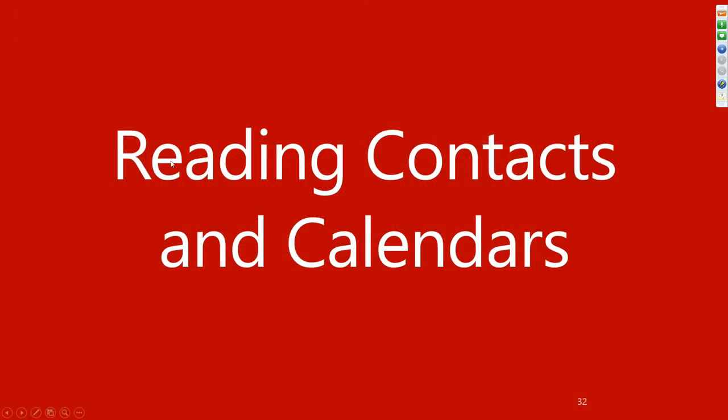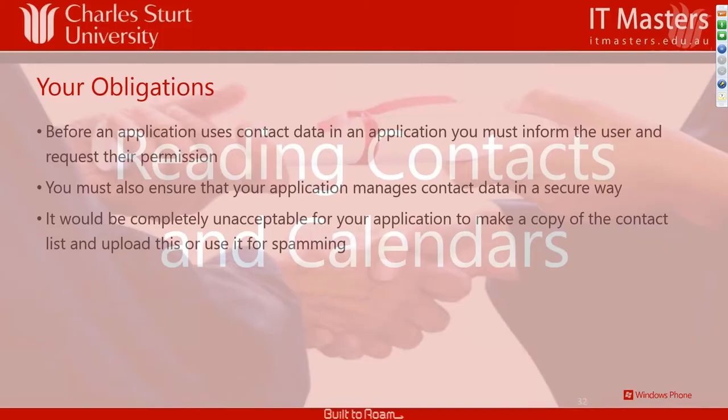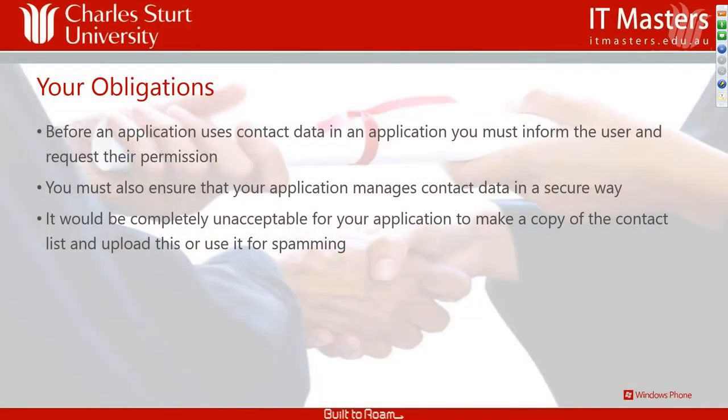Okay, so now we're going to move on to some of the other features of the phone. Here we're going to talk about how we can read contacts and calendar information from the device, and then we'll move on to how we can go about creating some of that data as well. One thing to note is that there are a couple of things that your application should be obliged to do as part of interacting with the contacts and the calendar data on the device. You should always prompt the user and request their permission. Okay, that kind of makes sense.